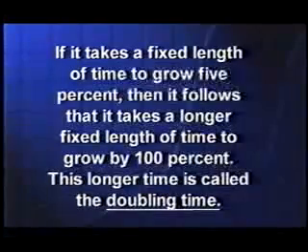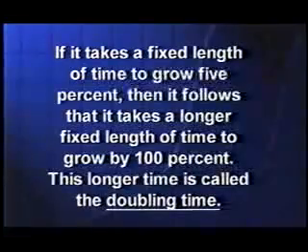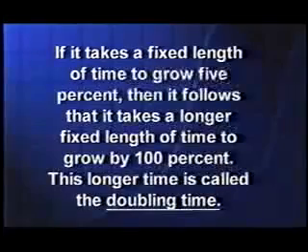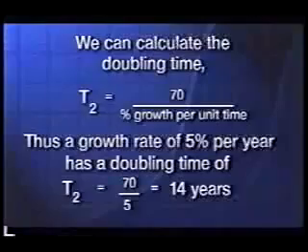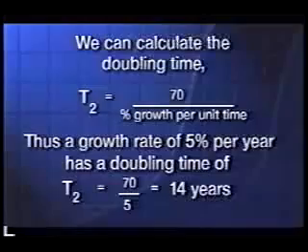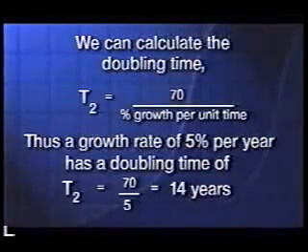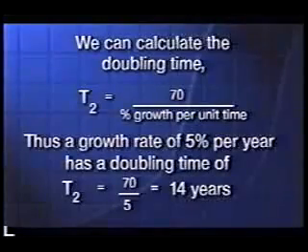Well, if it takes a fixed length of time to grow 5%, it follows it takes a longer fixed length of time to grow 100%. Now that longer time is called the doubling time. We need to know how you calculate the doubling time, and it's easy. You just take the number 70, divide it by the percent growth per unit time, and that gives you the doubling time. So in our example of 5% per year, you divide the 5 into 70, you find that the growing quantity will double in size every 14 years.